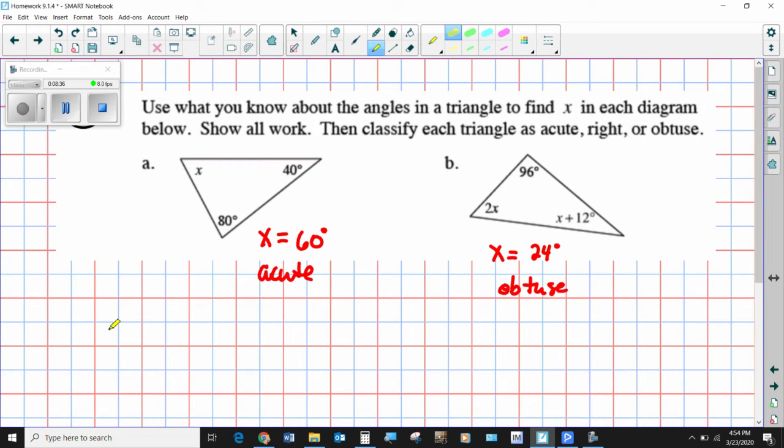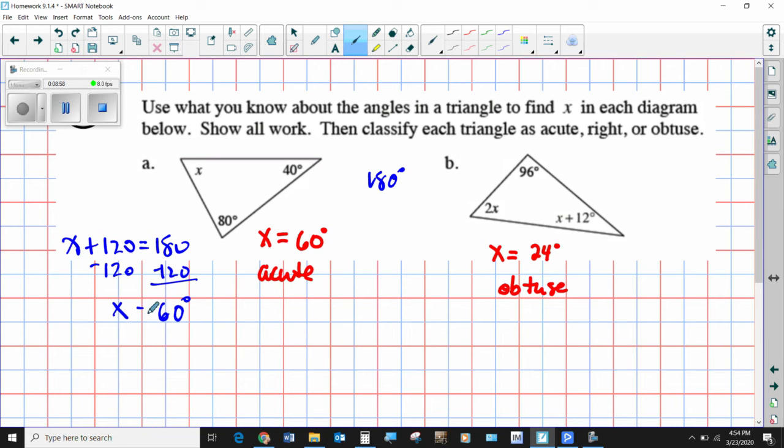What do we have here? Triangle sum theorem. These triangles all add up, all their angles add up to 180 degrees. So if I want to solve for this, I'm going to add these two together, which is 120. X plus 120 equals 180. Subtracting 120 from each side means that x has to be equal to 60 degrees.